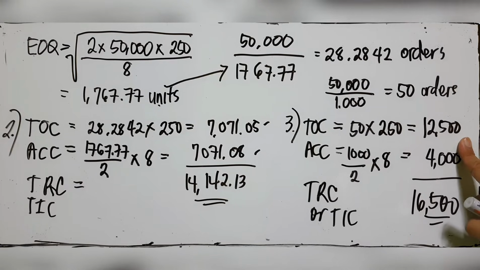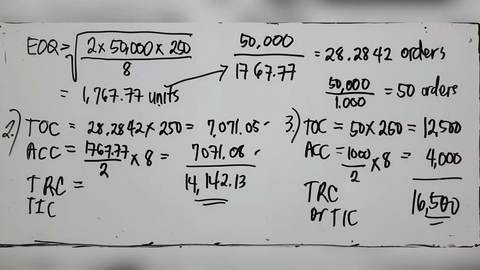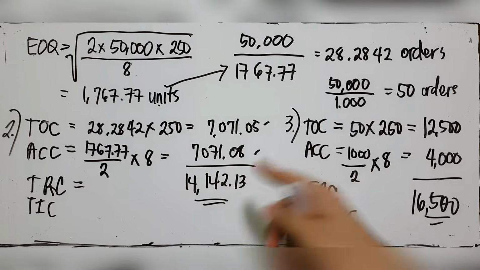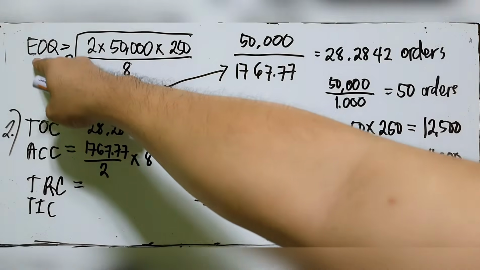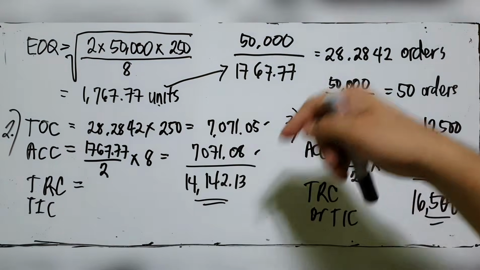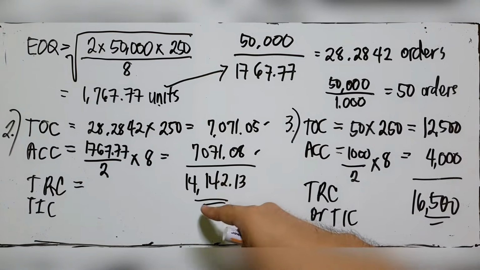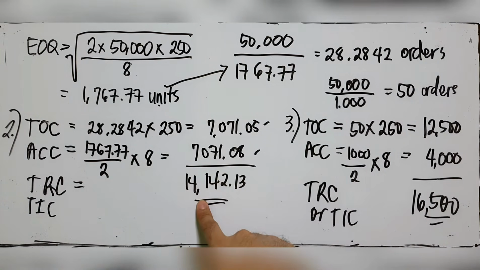Okay? Kaya naman, sabi natin, lumaki to compare dito kasi nga, yung ating EOQ, that is the level or the size of the order wherein the total inventory or total relevant cost ay at the minimum. Okay, so let us proceed with the next problem.